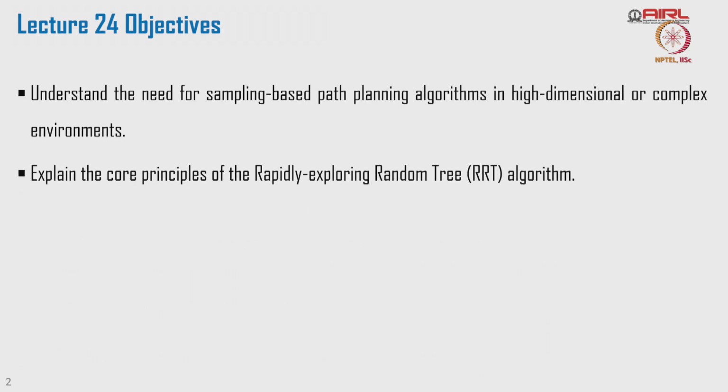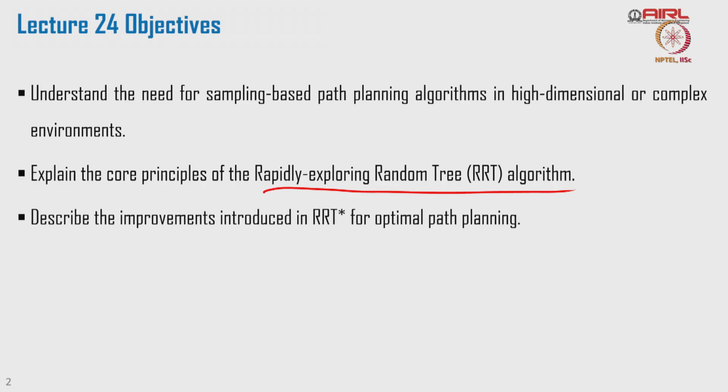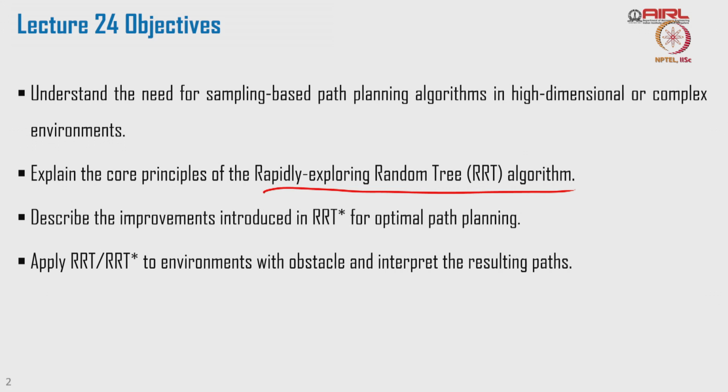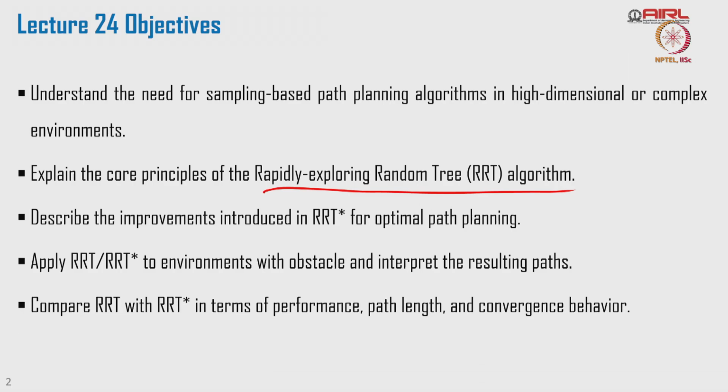So, in this lecture we will explain the core principles of the RRT algorithm, whose full form is rapidly exploring random tree algorithm. Okay. Then we will describe the improvements introduced in RRT star for optimal path planning. Then we will apply RRT and RRT star to environments with obstacles and interpret the resulting paths. We will see how things are happening over there, and then we will compare RRT and RRT star algorithms in terms of performance, path length, convergence behavior and so on. Okay. So, with that we will start the main contents of today's lecture.